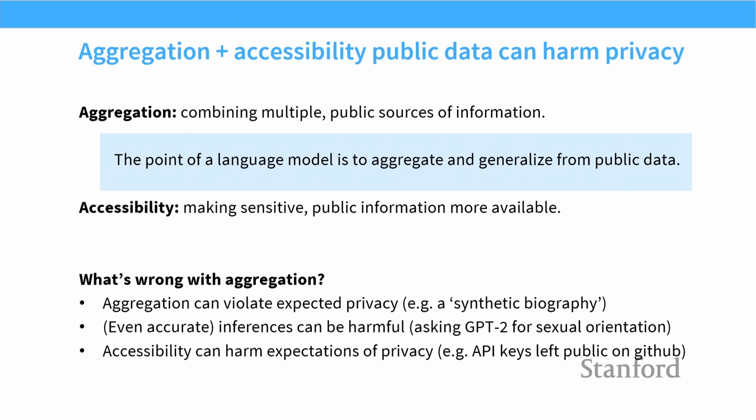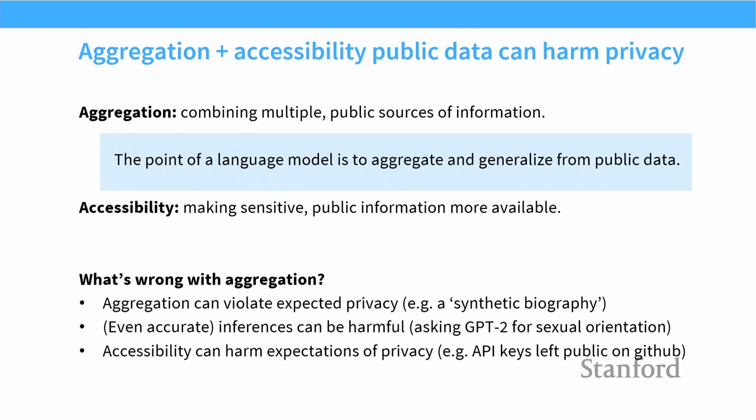Other things that can happen are inferences. Even accurate inferences could be harmful. One way to talk about this is, let's say I have a whole bunch of writing published on the internet through blog posts, and then I ask GPT-2 or some other language model, here's the writings of somebody, what is their sexual orientation? Building that system can itself be a privacy harm, in the sense that you're trying to infer information that is private. Technically speaking, that is a piece of information you could have gotten from the public text that existed, but this is definitely a new piece of information that's much more accessible to somebody.